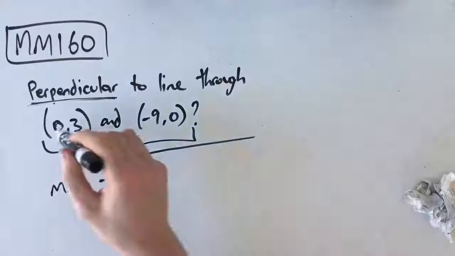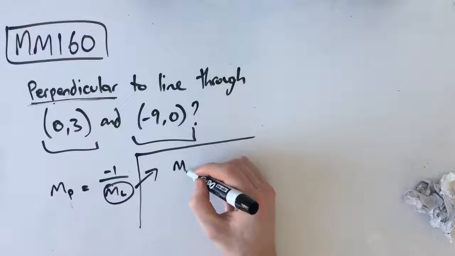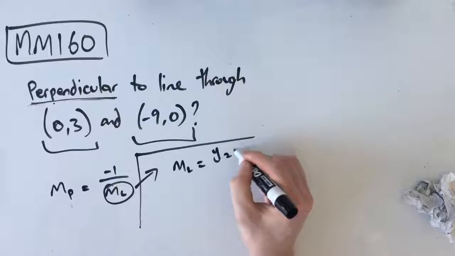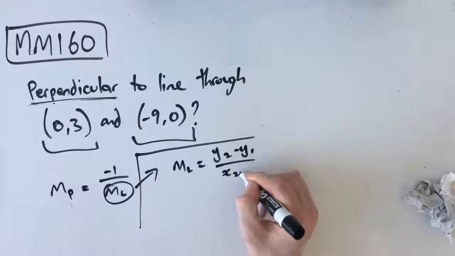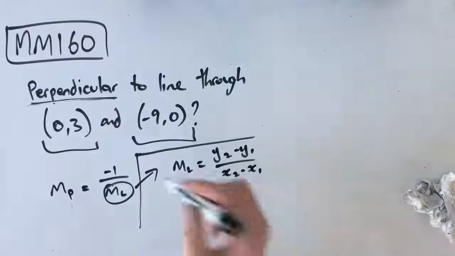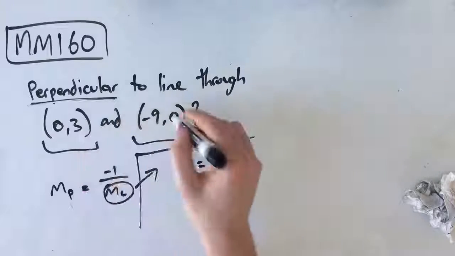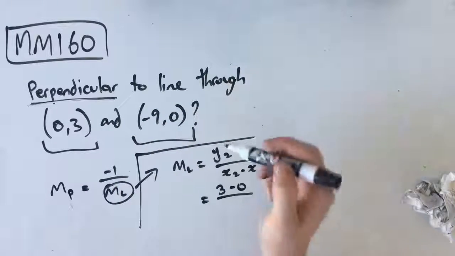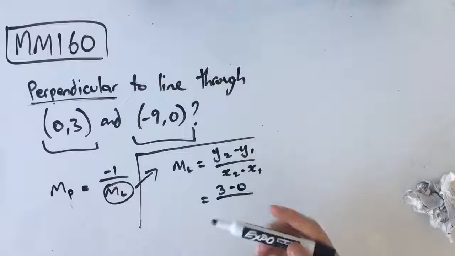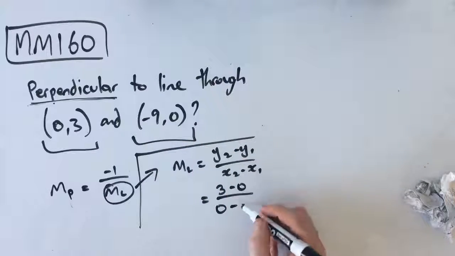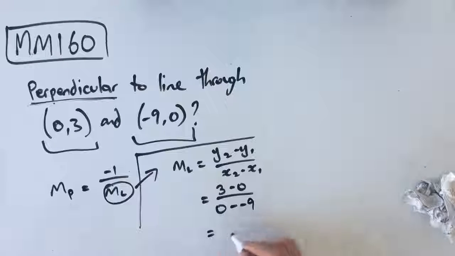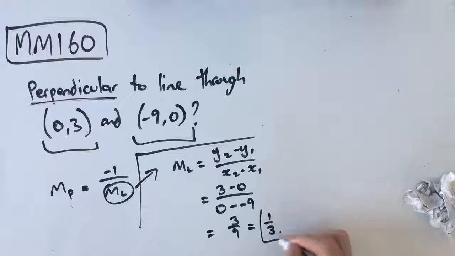How do we find the gradient of the line between these 2 points? y2 minus y1 over x2 minus x1. Let's take this as our first point. So our first y value is 3, second y value is 0, which means that our first x value is 0 and our second x value is -9, which gives us 3 over 9, which is equal to 1 over 3. Awesome. But this is not the gradient of the perpendicular line.